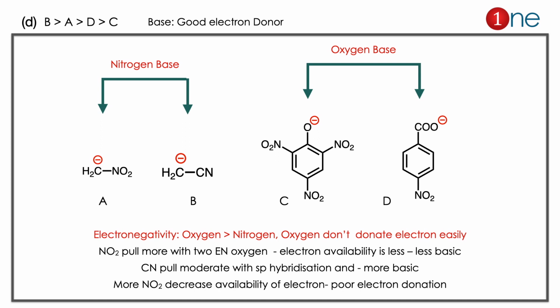Here the concepts you have to learn are electronegativity and electron donation. Oxygen bases are less basic because of their electronegativity. Second thing is electron withdrawing power. Cyanide is less electron withdrawing than the nitro group.